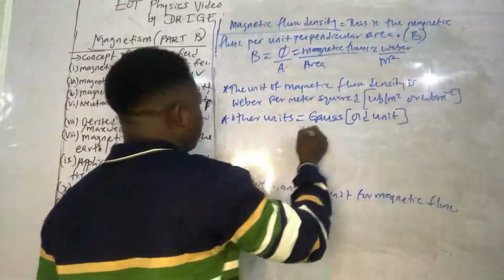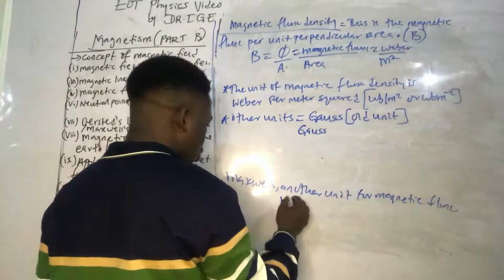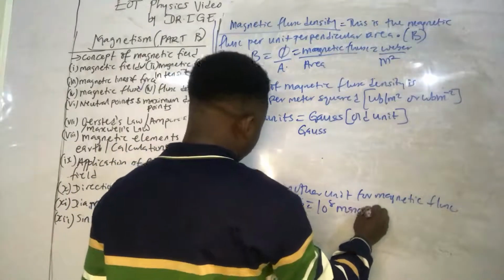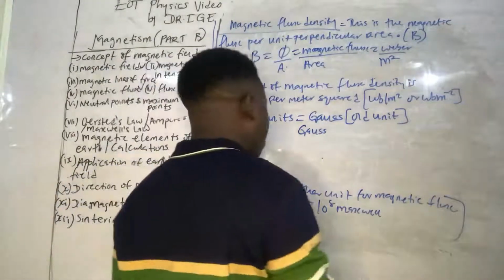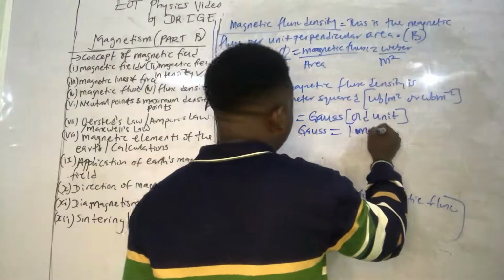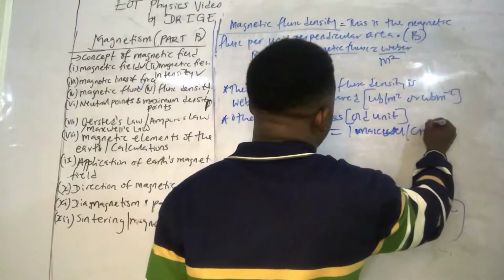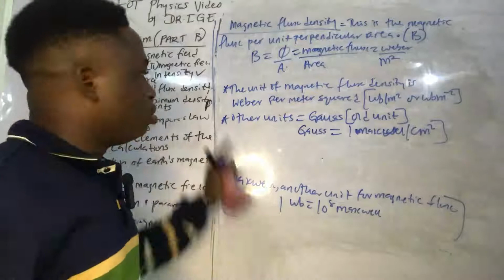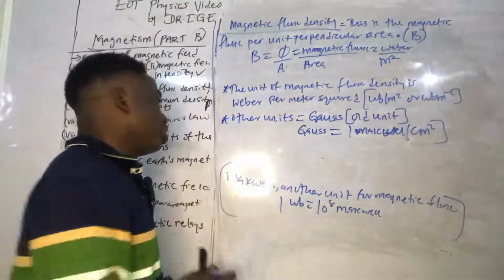Please also take note that 1 Weber is equal to 10 to the power 8 Maxwell. All these things are not for magnetic flux density; instead, they are for magnetic flux. So Gauss is equal to 1 Maxwell per centimeter squared. So Maxwell per centimeter squared is also another unit of magnetic flux. You understand? That's it.